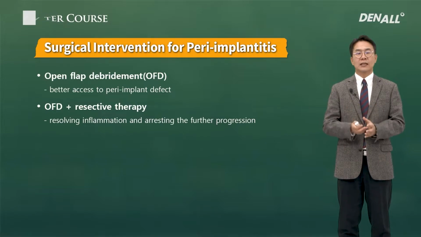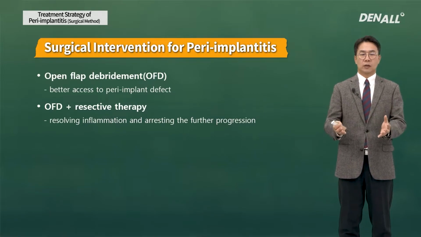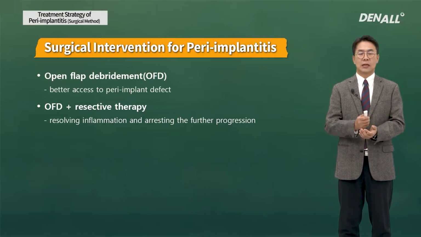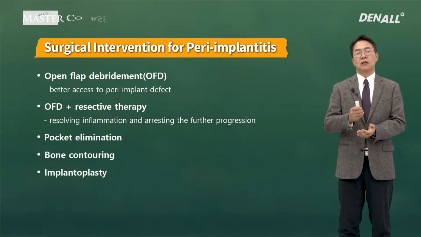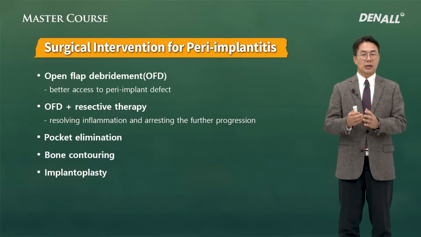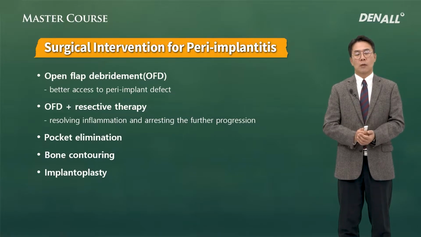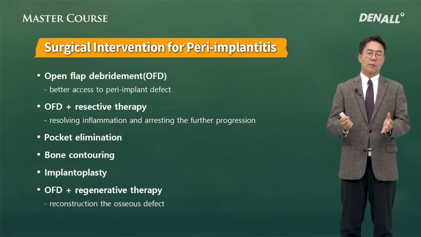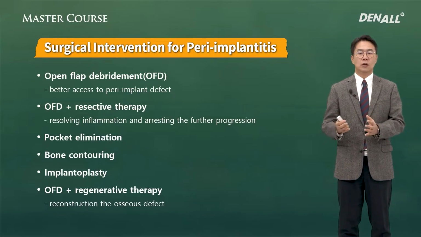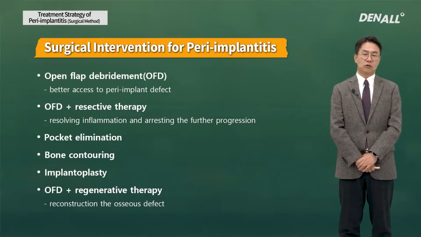After that, another option is to use resective therapy along with open flap debridement. You need to be aware of the different types of resective therapy that can be used. Are you going to grind off the implant surface or remove the bone around the implant? Or the pocket that has been formed around the implant? You need to consider these factors. Final option is to do open flap debridement along with regenerative therapy to regenerate the bone that has been destroyed around the implant.